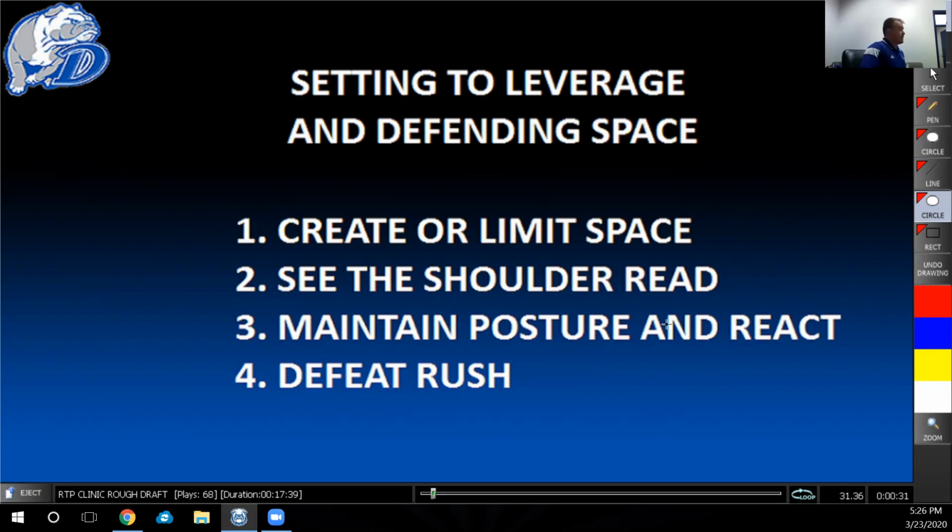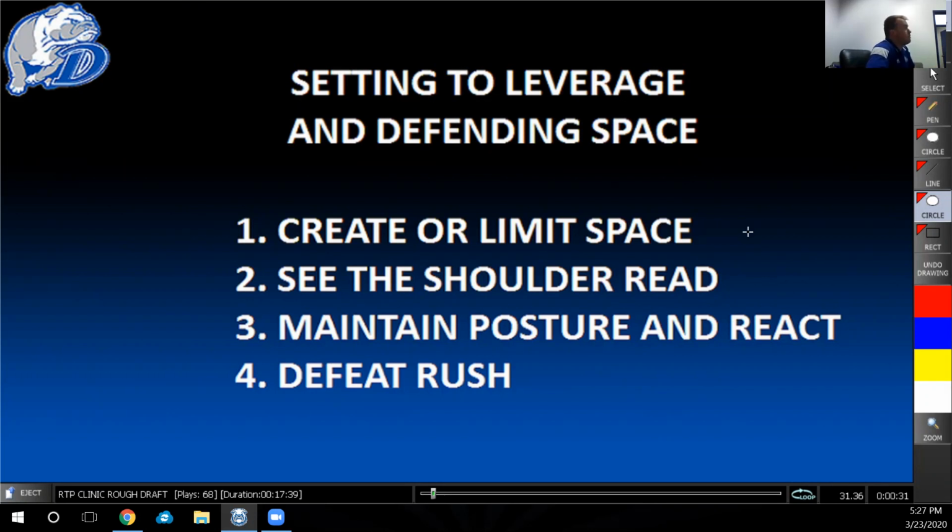Setting the leverage, defend space. Those are the kind of things that I say all the time to my guys when we're teaching pass pro fundamentals. So when you set, you want to create or you want to limit space. Most of the time in pass protection technique, in a drop back pass, which is really all I'm talking about here, I'm not really talking about quick game.